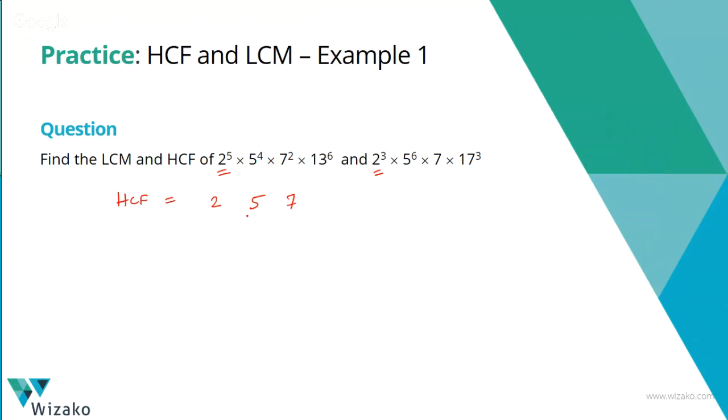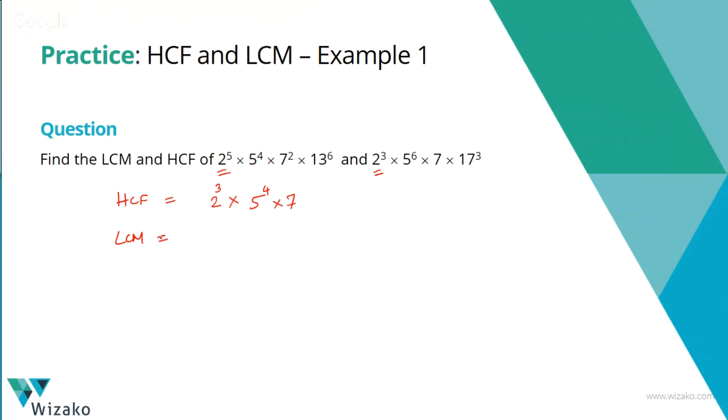Let's pick these primes in their lowest power. Lowest power of 2 between these two numbers is 2 cube. Lowest power of 5 between these two numbers is 5 power 4. Lowest power of 7 between these two numbers is 7. So HCF of these numbers is 2 cube into 5 power 4 into 7. Quickly move on to LCM.